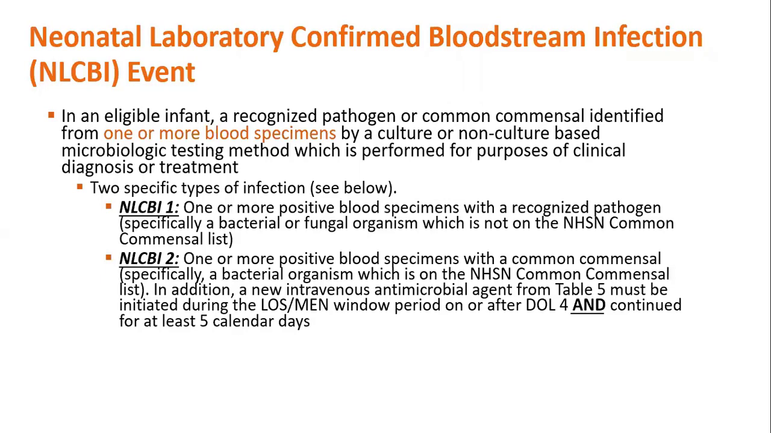There's NLCBI 1, where one or more positive blood specimens with a recognized pathogen, which is specifically a bacterial or fungal organism, which is not on the NHSN common commensal list. And an NLCBI 2, where one or more positive blood specimens with a common commensal, specifically a bacterial organism, which is on the NHSN common commensal list. In addition, you must have a new intravenous antimicrobial agent from Table 5, and it must be initiated during the late onset sepsis meningitis window period on or after day of life 4 and continued for at least 5 calendar days.